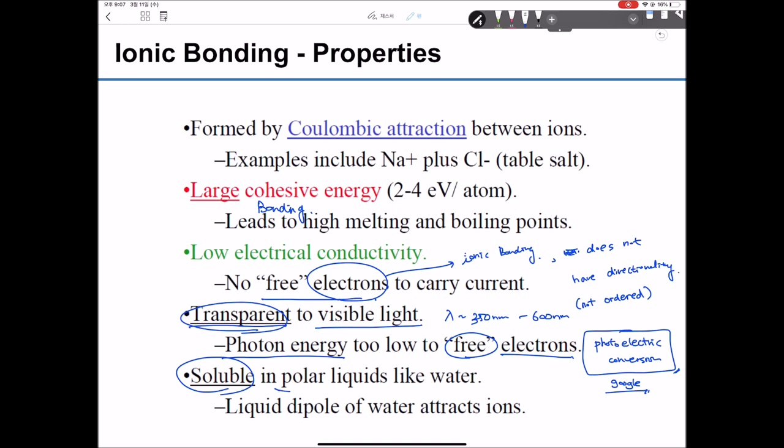And they are soluble in polar liquids like water. The liquid dipole of water attracts ions. So polar liquids, the atoms or molecules that form a liquid have polarity. It has directions in terms of charges. So some part of H2O is positive, some part of H2O is negative, right? And they have this polarity. It is polarized, so they can attract the ions. I'll give you more examples when we talk about this. I'll explain more when we talk about covalent bonding.